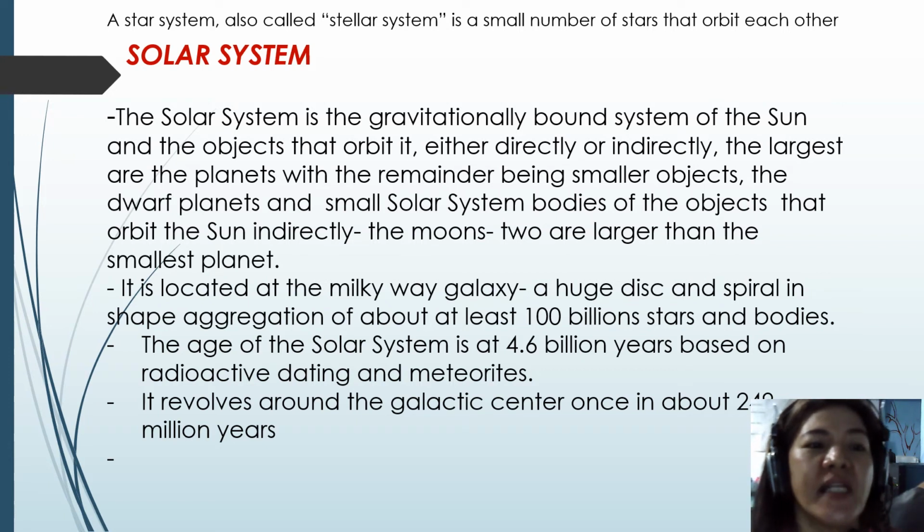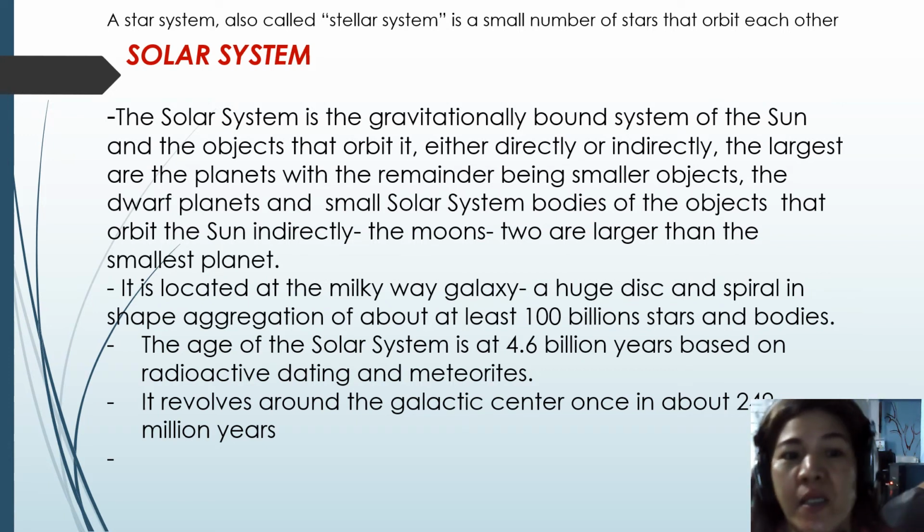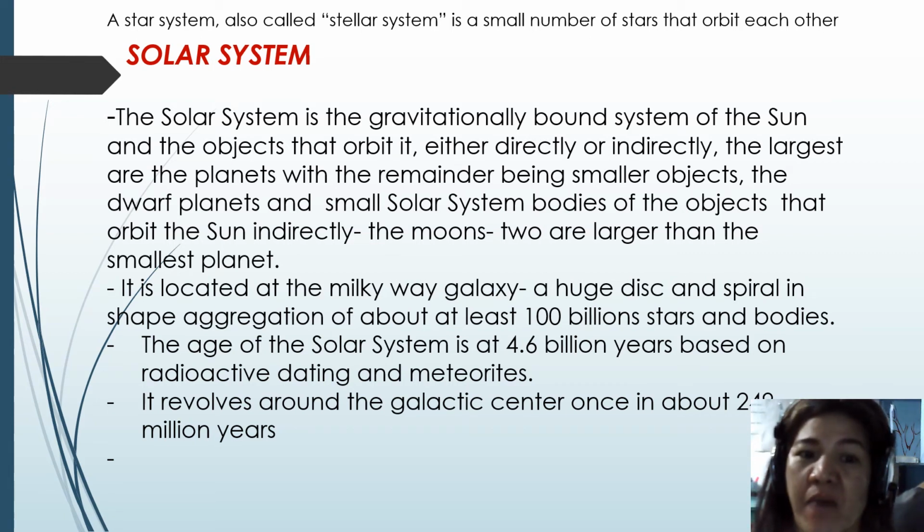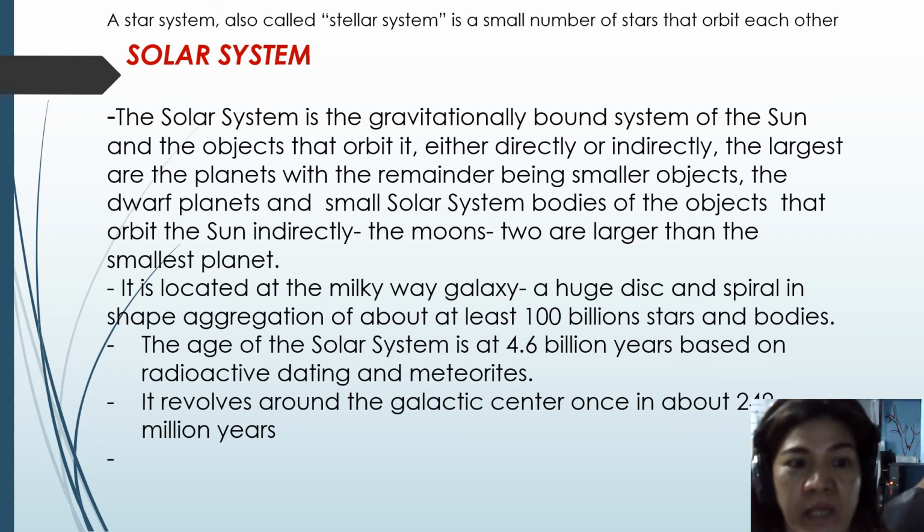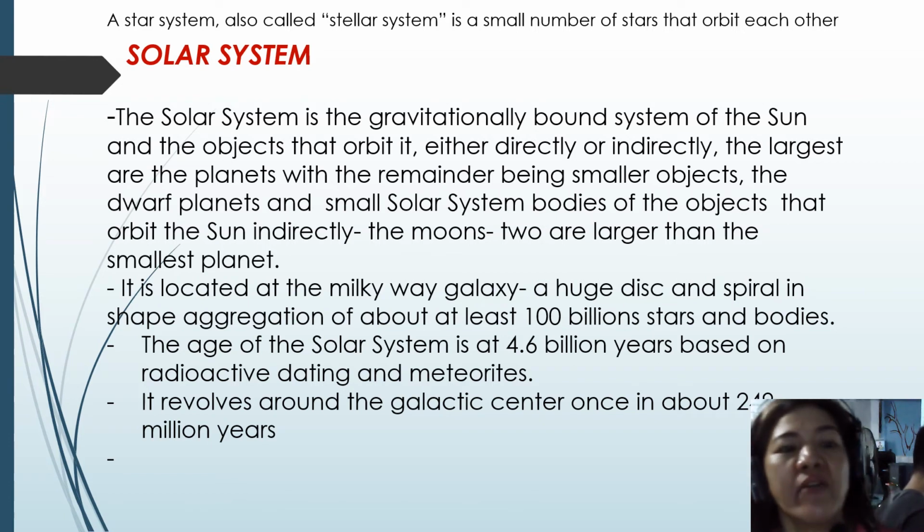Okay, so it is located in the Milky Way galaxy. It is described as a huge disk, spiral in shape, an aggregation of at least 100 billion stars and bodies. The age of the solar system is at least 4.6 billion years, based on radioactive dating and meteorites. And as far as you know, the age of the solar system is just like the age of our Mother Earth. It revolves around the galactic center once in about 240 million years.